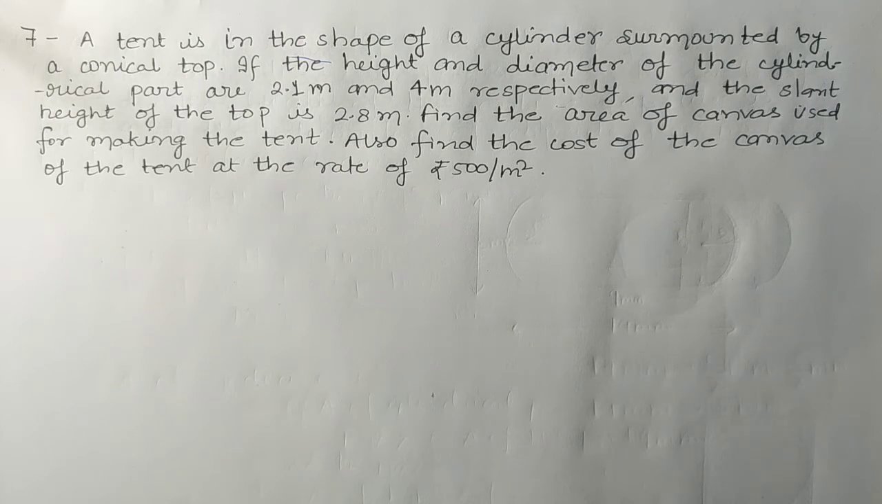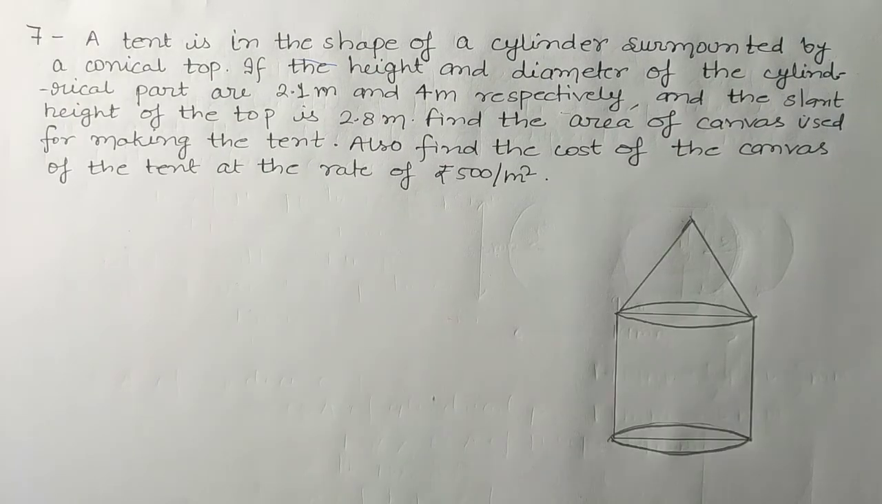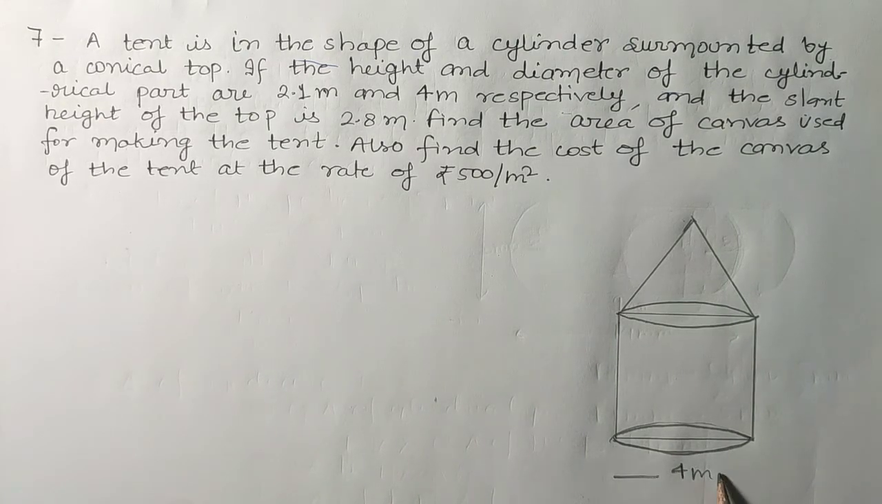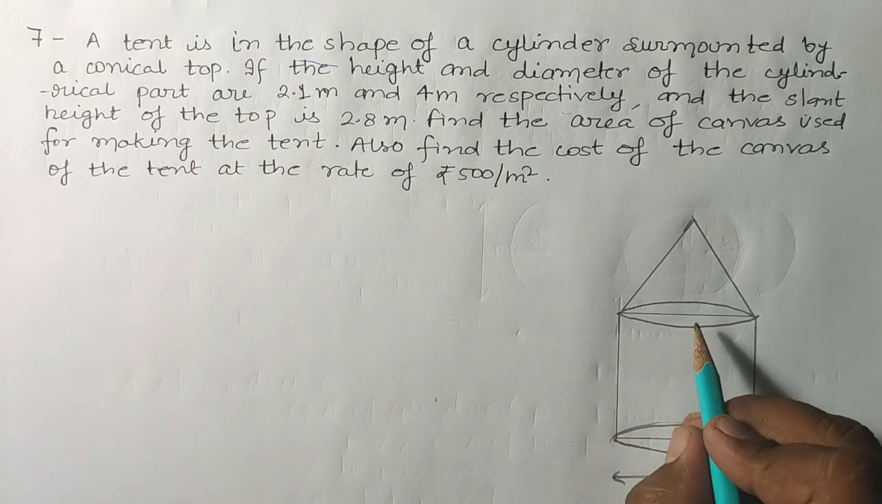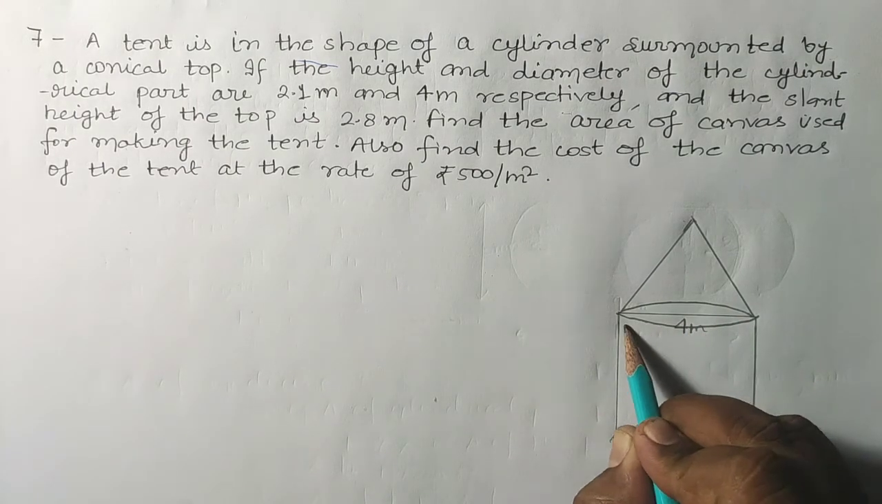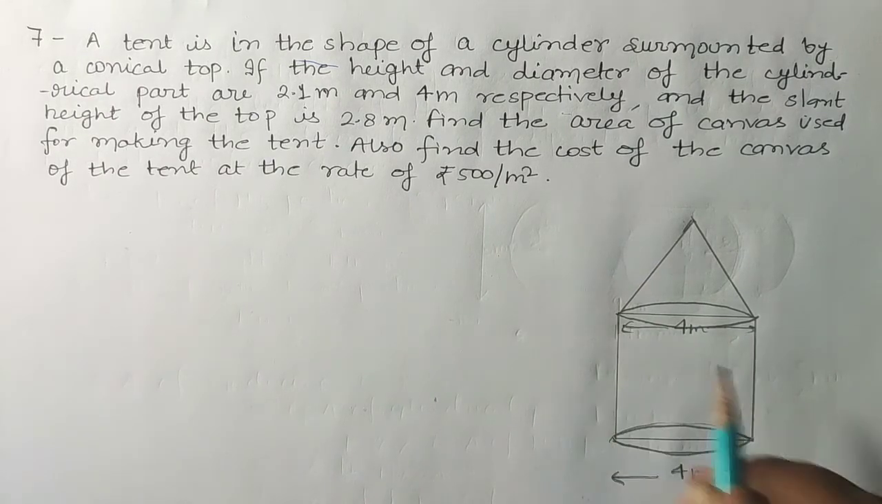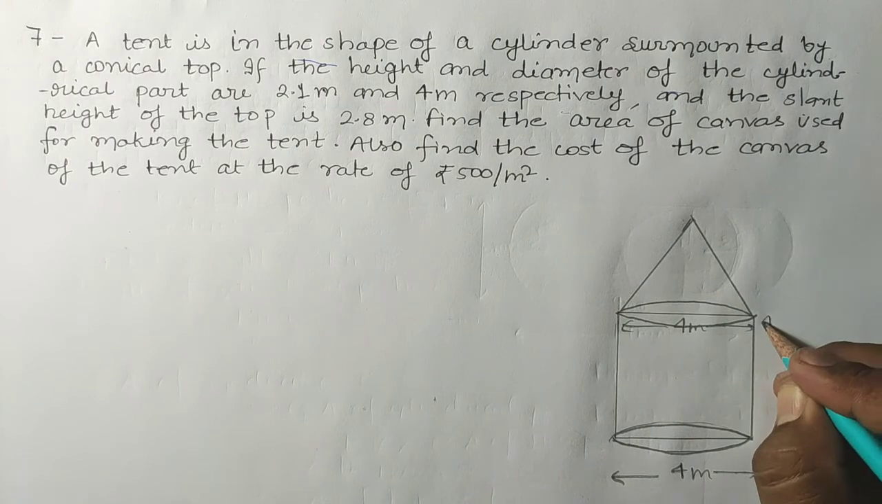So basically firstly we have to draw a figure so that we can understand this question easily. So this type of tent is here, whose base is of 4 meter, means the diameter of this cylindrical portion is 4 meter. So this will also be 4 meter. The height of the cylindrical portion is 2.1 meter.